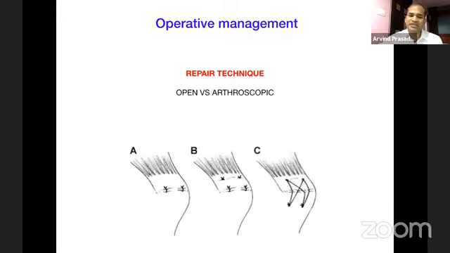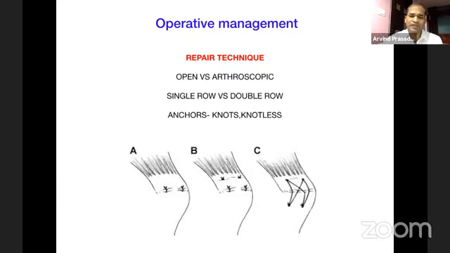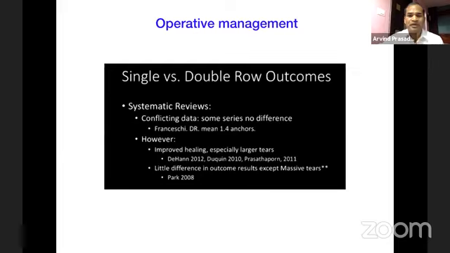So about the repair technique, it can be done by open method or arthroscopic method, maybe single row or double row. Anchor may be knotted, knotless, or maybe transosseous repair of the cuff can be done. There's a lot of discussion about the single row versus double row. The systematic review says there is not much difference till now between the single row and double row. However, some studies say with massive cuff tear, double row has a little bit of advantage in terms of healing. But functionally, there is no difference between these two at all.